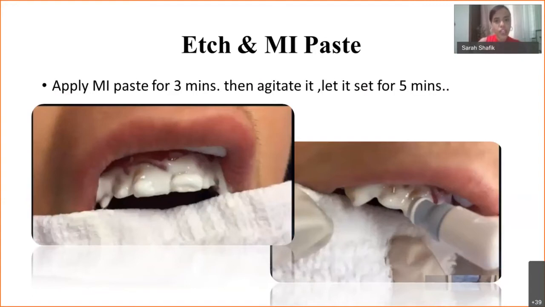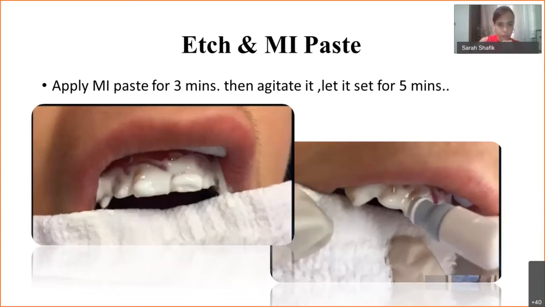And the agitation also helps the incorporation of the MI paste inside the tooth. Some clinicians actually don't prefer the use of etch at all. They use the MI paste in their clinical practice, with the same steps: apply the MI paste, agitate it, and let it set for 5 minutes without the etchant. Also, you can do this.